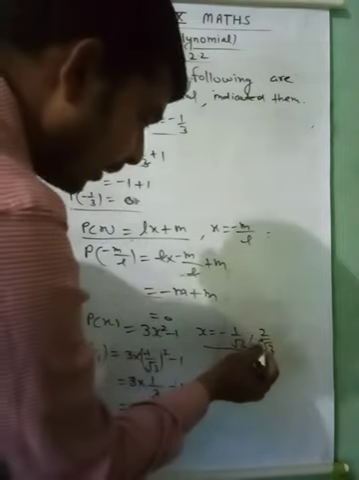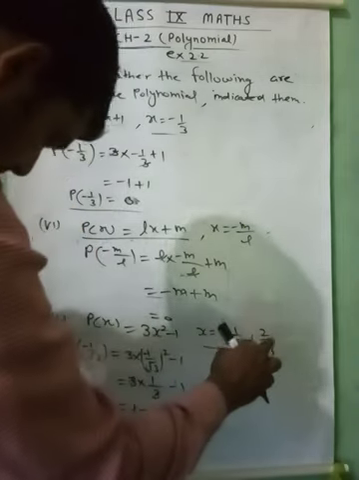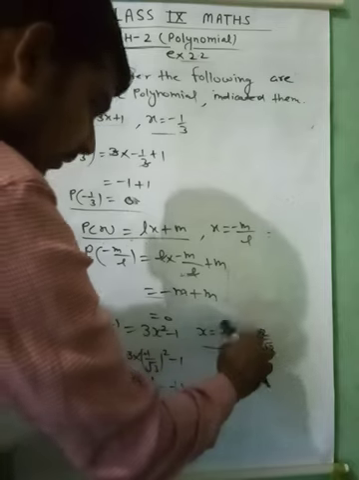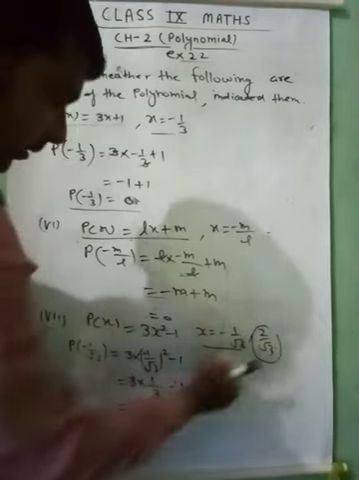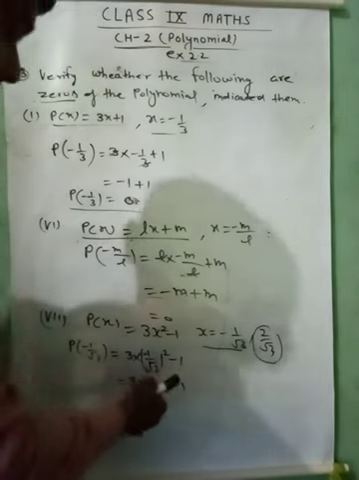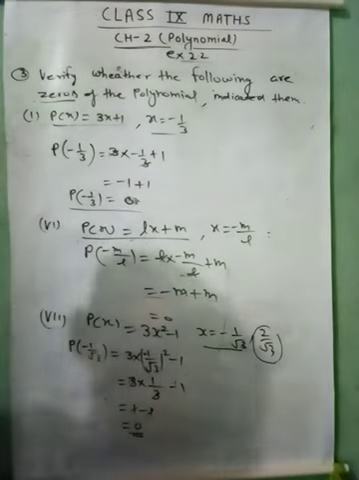Similarly, when we put, not minus, it is 2 by root 3. So check it, it is 0, or it is not a zero of this equation.